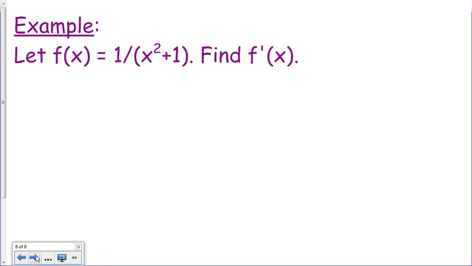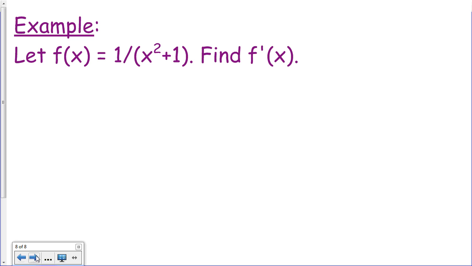All right, let's take a look at one last example here. Again, we've seen some problems here where we have to rewrite them slightly before we take the derivative. We're going to do the same thing here. This time it says that f of x is equal to 1 over x squared plus 1. Now 1 divided by x squared plus 1, that's a quotient. I'd need to know how to find the derivative of a quotient in order to take the derivative of that, at least in that form.